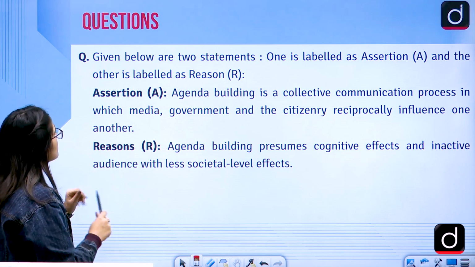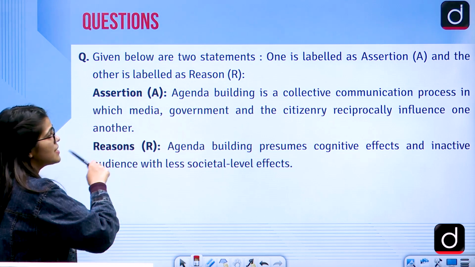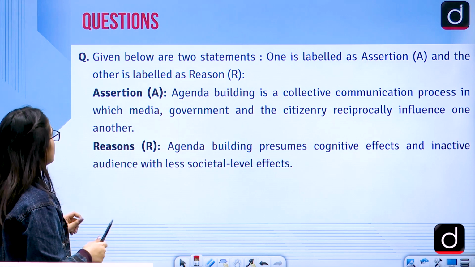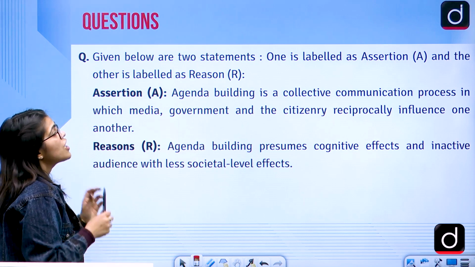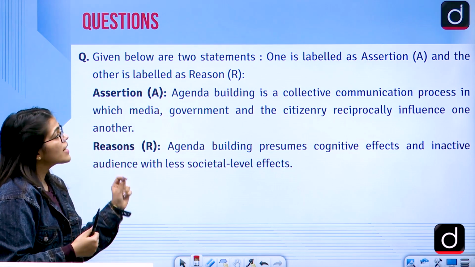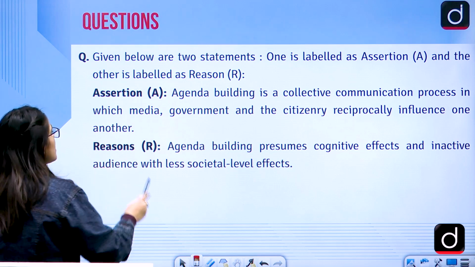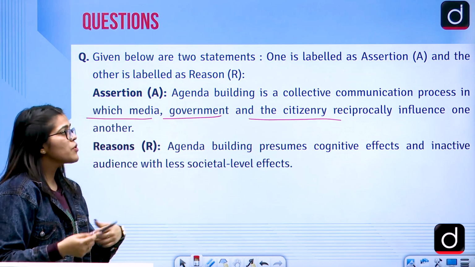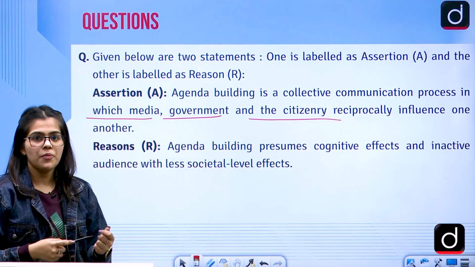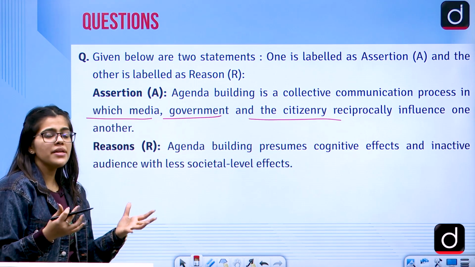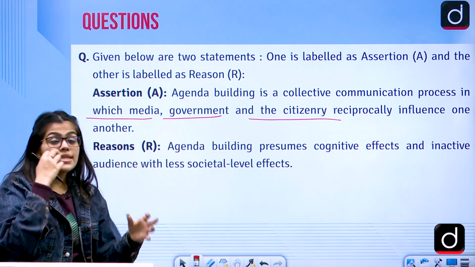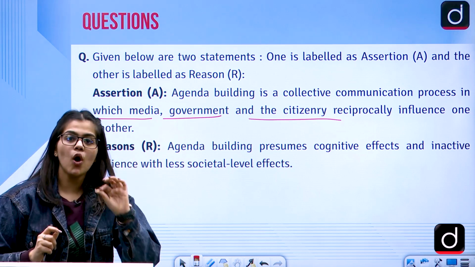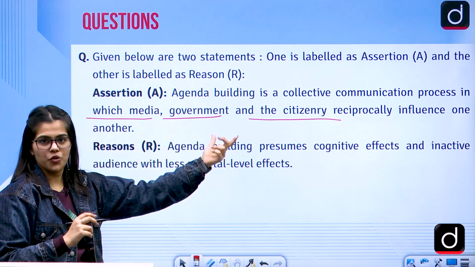Then we have the last question, and these are the two statements, assertion and reason. Assertion: agenda building is a collective communication process in which media, government and the citizenry reciprocatively influence one another. So what does this statement mean? First of all, you should know that they are talking about the agenda building theory, right?